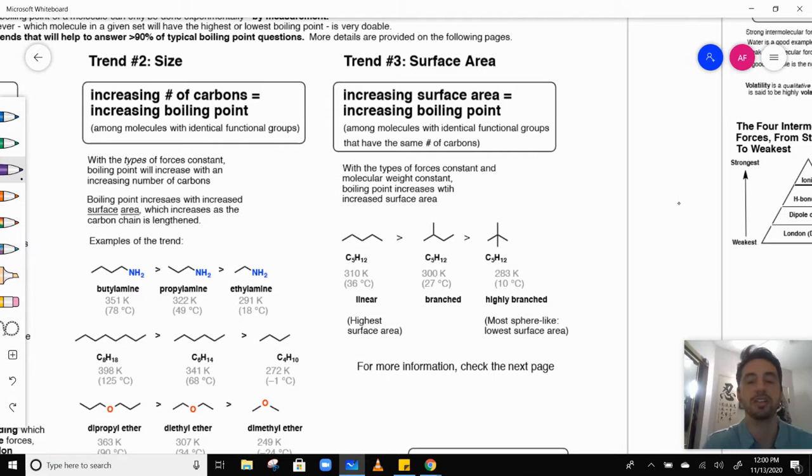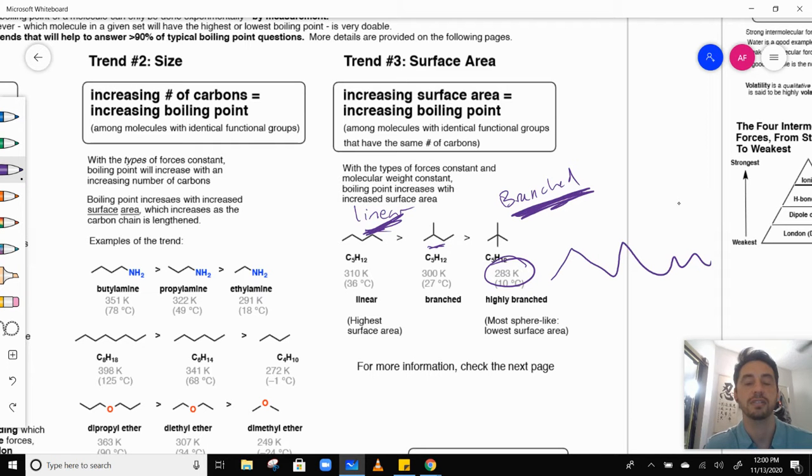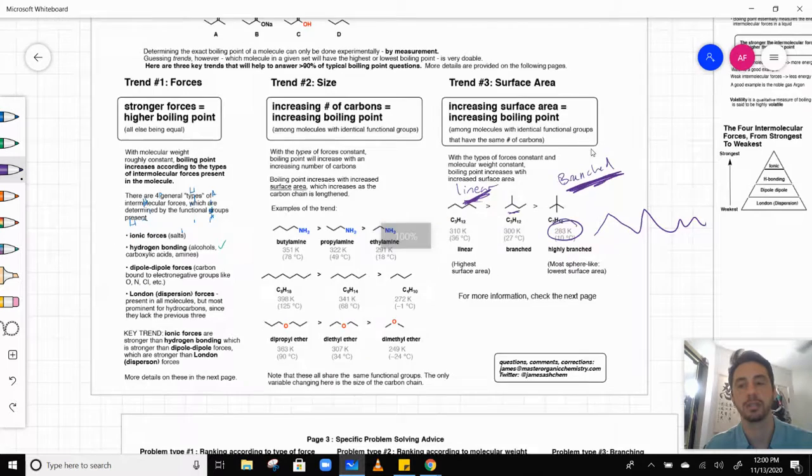Okay. If you have a branched, so branched meaning like it's not linear. So this is linear. And this is more branched. I mean, this has a branch too, but this is linear, right? The more branches it has, the less linear it is, the lower the boiling point. So you notice that that's just a lower boiling point. Just think the flatter it is, the longer it is, the higher the boiling point. Okay?